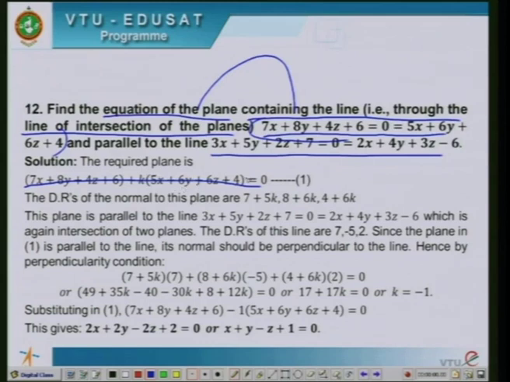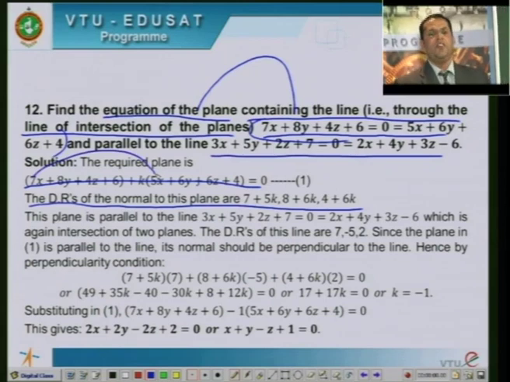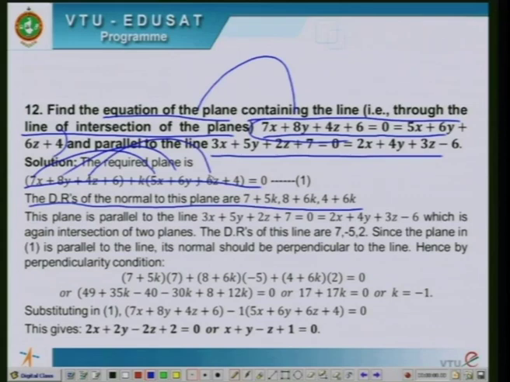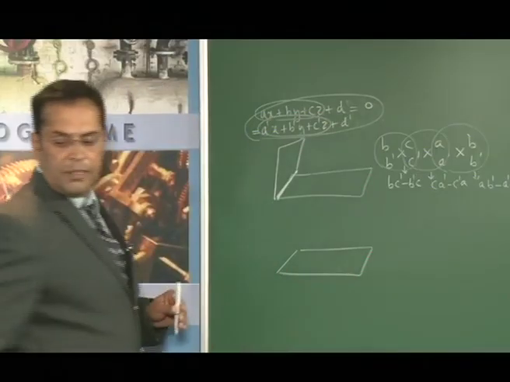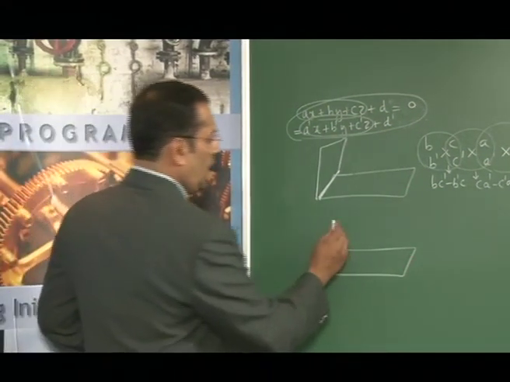Now, as in the previous two examples, the direction ratios of the normal to this plane should be the coefficients of x, y, z in equation 1 assumed above, which are 7 plus 5k. Again, observe that the x coefficient is 7 on this side, 5k here, then 8 plus 6k, and finally 4 plus 6k. Now, it is given that this plane, suppose this is the plane, this plane is parallel to the line, right. This plane is parallel to this line.